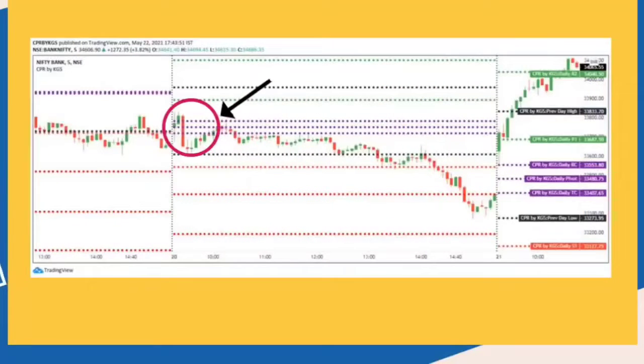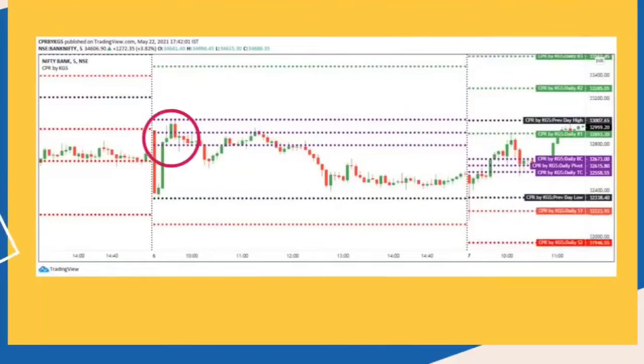Here, the market opened exactly at CPR, so the day was a range-bound day till afternoon. After that, it broke the previous day low in S1, so then it made a fall till S2, S3 50%. Even here, the market opened exactly at CPR, and the entire day was a range-bound day.